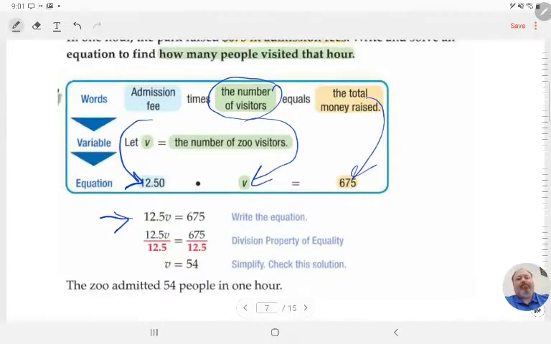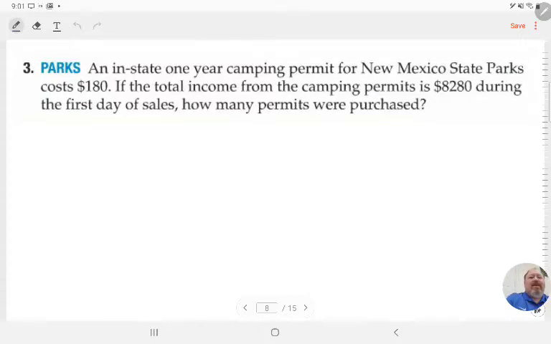Okay? Here's one for you to try. An in-state 1-year camping permit of New York State Parks costs $180. If the total income is $8,280 during the first day sales, how many permits were purchased? So try this, come back, and see how you did.